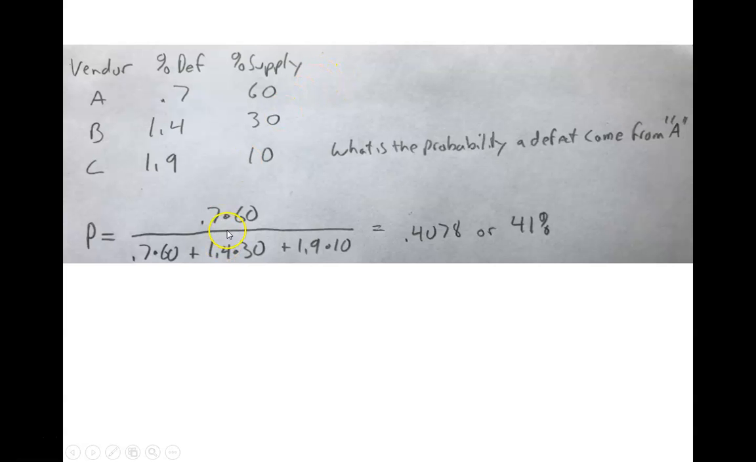Okay, and then we're going to divide that by the number of defects from A plus the number of defects from B and the number of defects from C. Okay, and when we calculate that out, we get 0.0478, or basically a 41% chance that it came from vendor A.